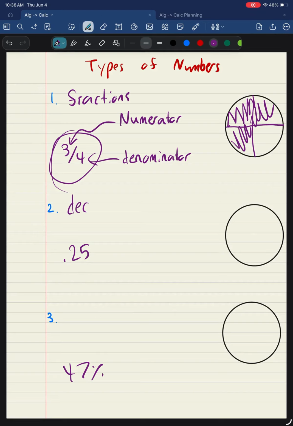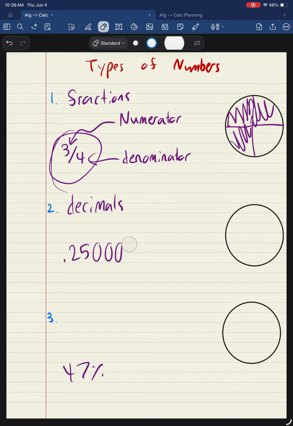Now, our next one, decimals. So as we can see here, we have a decimal, that's 0.25. And just a helpful fact in regards to decimals is that we can put as many zeros as we want past, or to the right of, the actual numbers. And it all means the same thing. So 0.250000 is equal to 0.25. That's just a little fact, just in case you see that come up in any sort of class or whatever.